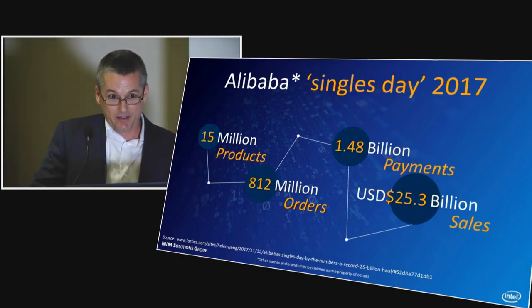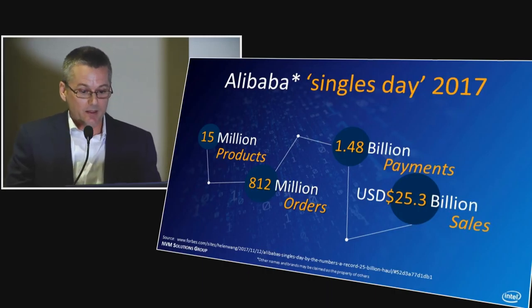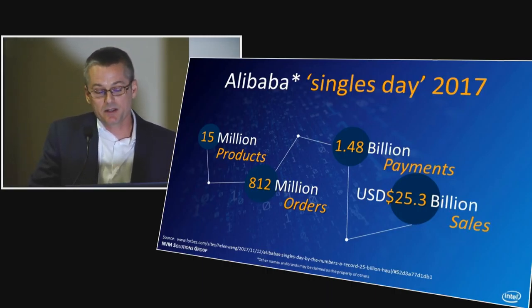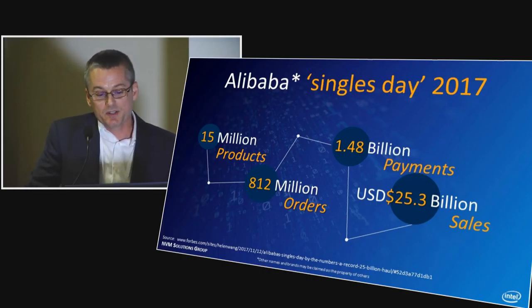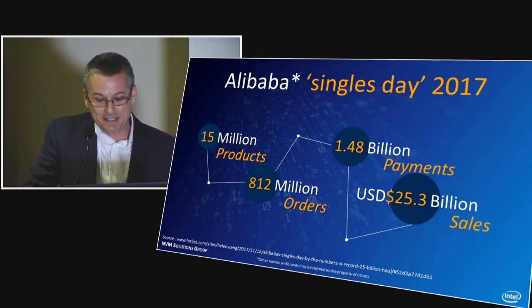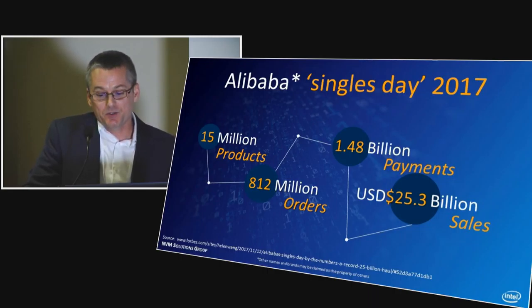That's okay. So if you're familiar with Singles Day in China, this is basically a commercial event that happens on November 11th. And these are figures just from Alibaba sales. Alibaba had 15 million products listed on its website, received 812 million orders, and was in the process of processing 1.48 billion payments. I'm not sure why the payments are more than the orders, but that's the data. And then it generated $25.3 billion US of sales in a 24-hour period. The 25.3 billion was an increase from the previous year of 17.8 billion.